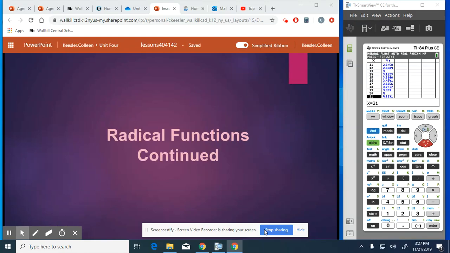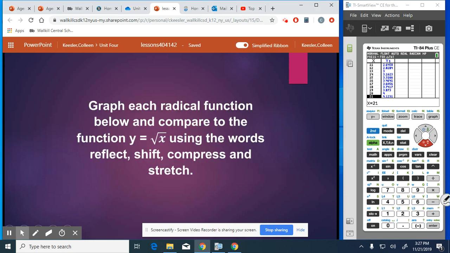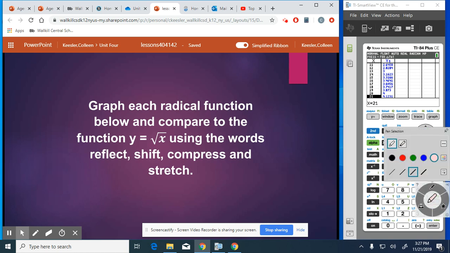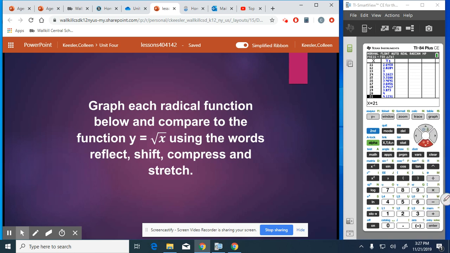Hey gang, so again, today we're going to be looking at some more radical functions and talking about ways that the square root of x is changed in the coordinate plane by manipulating the equation. Graph each radical function below and compare to the function y equals square root of x using the words reflect, shift, compressed, and stretch. So last year in Accelerated 7, you might have talked about these types of transformations before.